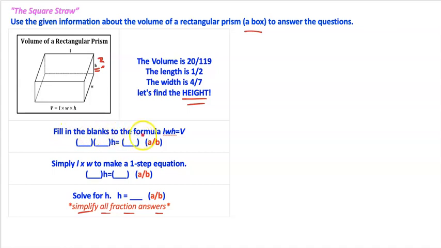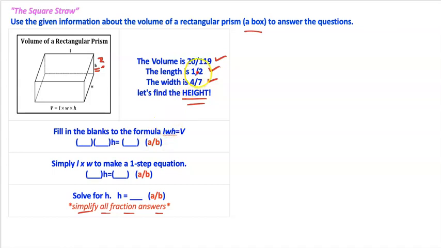Fill in the blanks to the formula length times width times height equals volume. So all we have to do, students, is drop in these three numbers into the volume formula, and then we're going to simplify some of it to make a one-step equation, and then we're going to solve that one-step equation. So let's take it one step at a time.